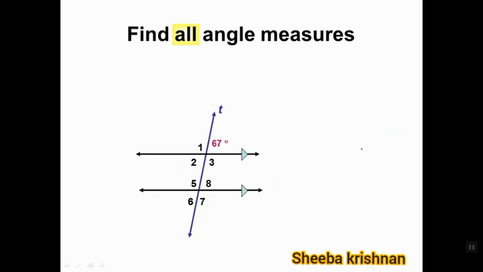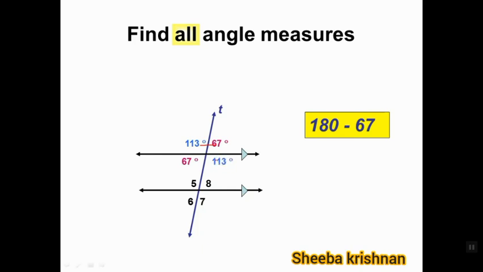Find all angle measures. Here it is 67 degree. So, this angle and this angle are opposite angles. So, if it is 67 degree here, here also it is 67. And these two angles are supplementary angles. So, if it is 67 here, here it is 180 minus 67, that is 113 degree. If it is 113 degree, the opposite angle here is 113 degree.